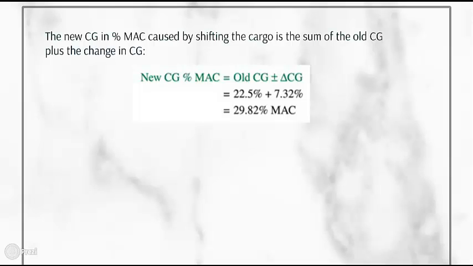New CG percent MAC equals old CG plus or minus change in CG. Substituting the values, it will be 22.5% plus 7.32%. The answer will be 29.82% MAC.